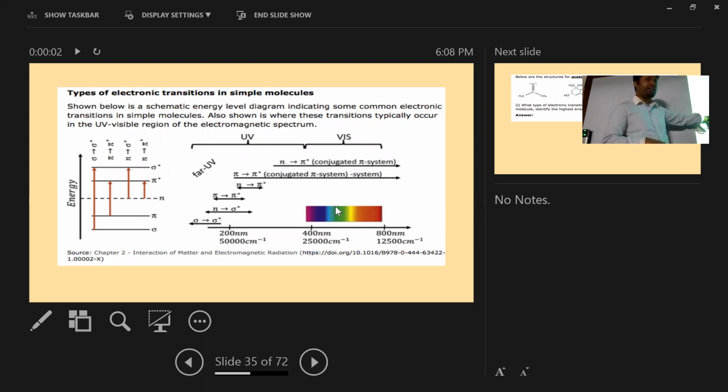So if you want to decompose or break the sigma bond, you need to give very high energy. That means you need to go from here. That means you need to give this much energy. That means it needs to be excited from sigma to sigma star. This is the bonding sigma and this is non-bonding or anti-bonding of sigma. So it is represented as sigma star.